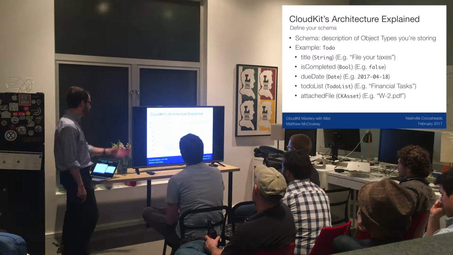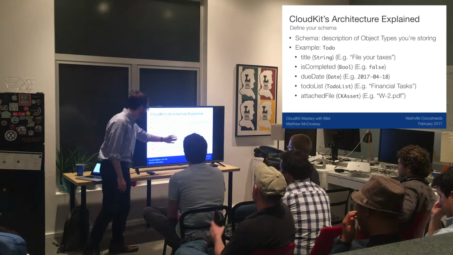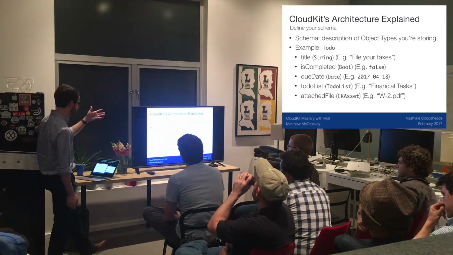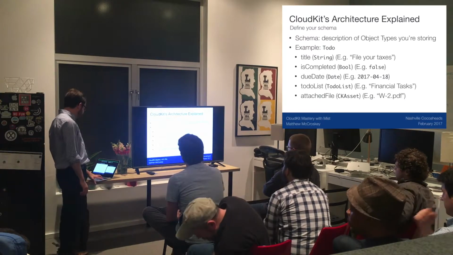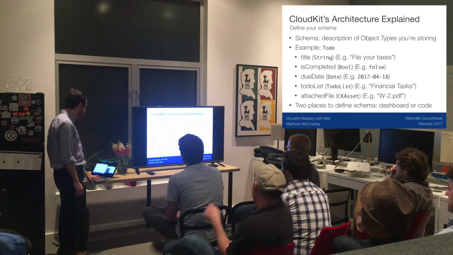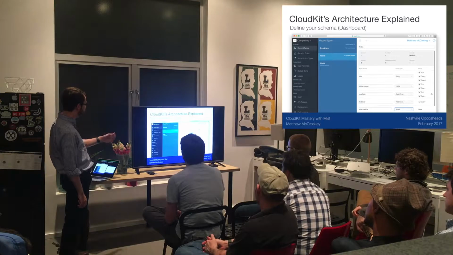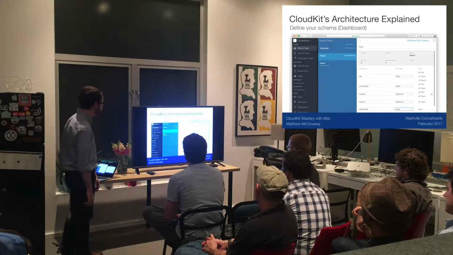That would actually be a reference to a to-do list. And then an attached file, which would be an asset, your W-2 form so that you can properly file your taxes. So that's what a schema is. You can create that in the dashboard or in code. Here's what the dashboard looks like.